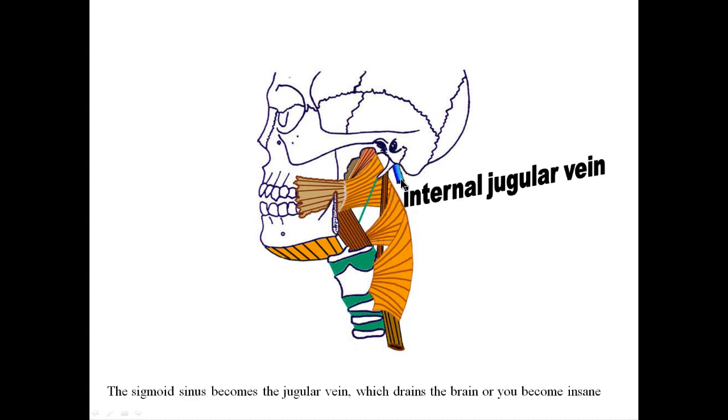A key little landmark is the jugular foramen. And there's the internal jugular vein coming out the jugular foramen. What else goes through the jugular foramen? 9, 10, 11, jugular foramen.